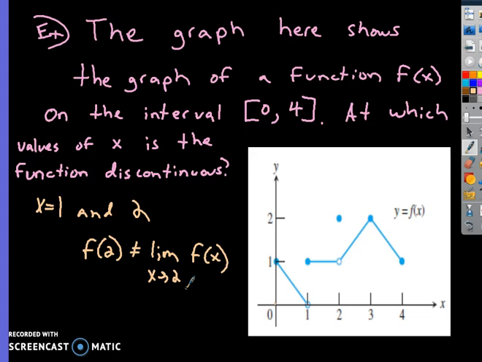Those are two places that this function is discontinuous, and those are the only two places this function is discontinuous on the interval 0 to 4. Alright, I think you got that. We'll go to the next note.